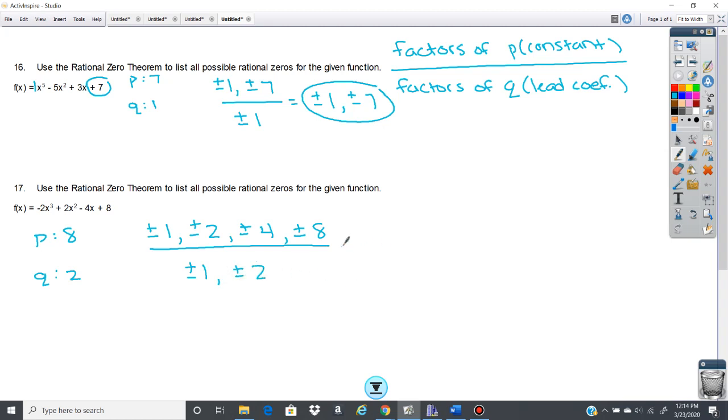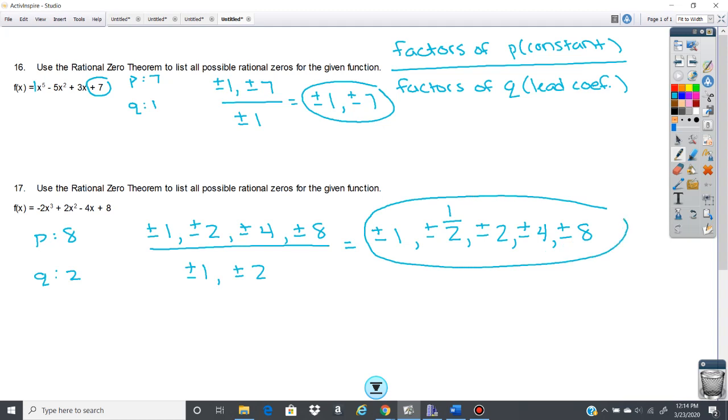So all of the factors could be 1 over 1, 1 over 2, 1/2. Then 2 over 1, 2. Oop, I wrote 2, not 1/2, sorry. 1/2, there you go. And then 2 over 2 is 1, so we already wrote that. 4 over 1 is 4, so plus or minus 4. And then 4 over 2 is 2, we already wrote that. 8 over 1, 8. And then 8 over 2 is 4, we already wrote that. So then these 1, 1/2, 2, 4, and 8 are all my possible zeros for number 17.